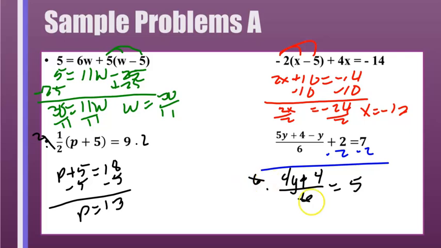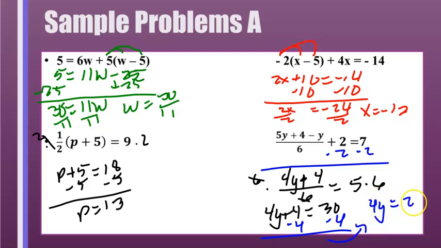Multiply both sides by 6. And now we have 4y plus 4 equals 30. Going to subtract 4 on both sides. And this is going to give us 4y equaling 26 divided by 4. And y is going to equal, divide that by 2 halves, so it'd be 13 halves. So that's our lesson on multi-step equations with grouping symbols.